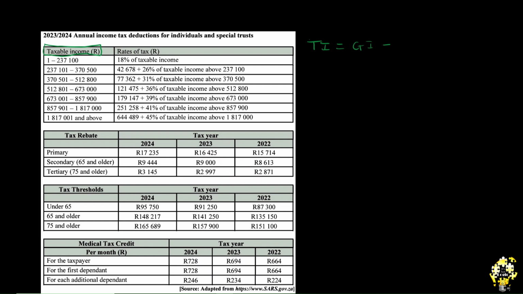You have to take your gross income and you subtract your non-taxable income, which is your pension fund, UIF, and also donations, however they are given to you. And then you will get taxable income. And when you get this, that's where you can start working through these steps, which I will be showing you in the next lesson.